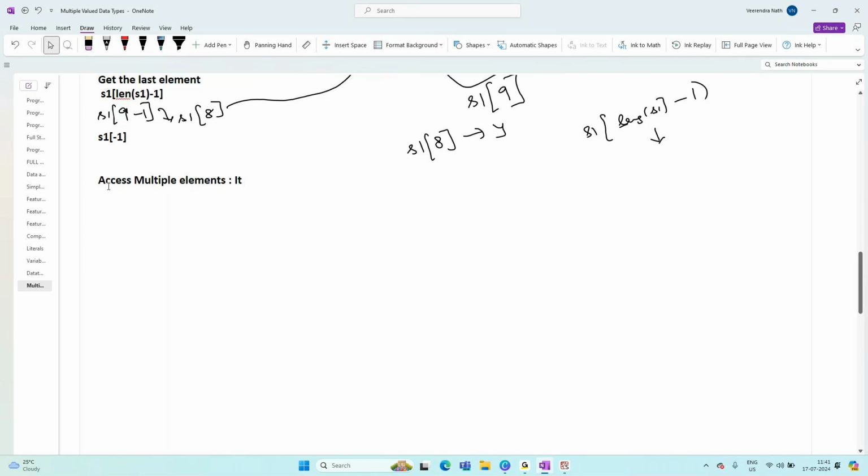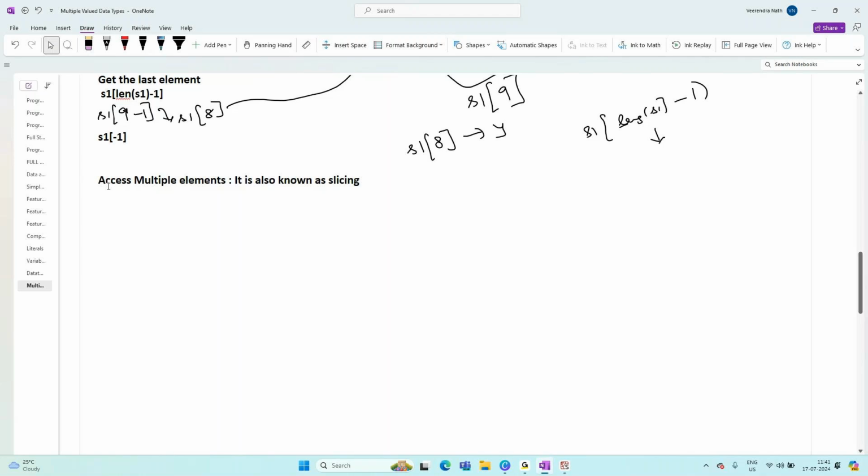It is also known as slicing. Slicing means we are taking some part of the str, like taking a slice of a cake. Is that clear?